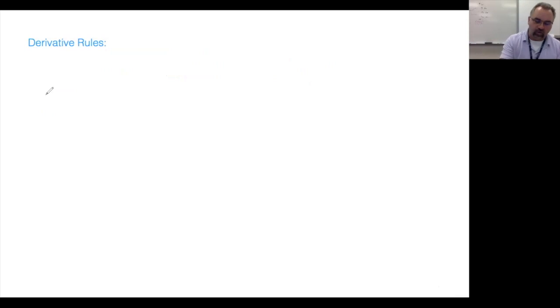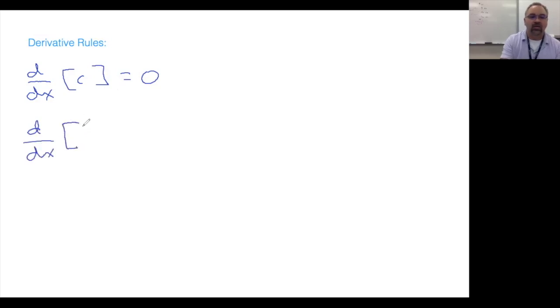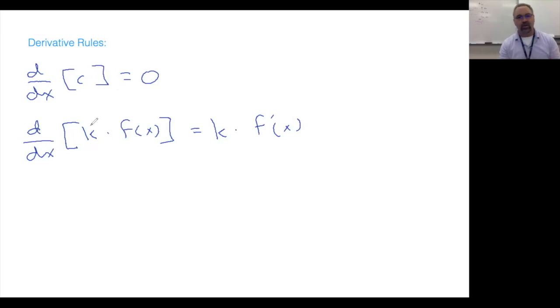So let's start with some of the real basic ones. The derivative with respect to x of a constant. Yay. We already know that that's going to be 0. So these are just quick reminders. The derivative with respect to x of a constant times your function, that's just the constant times the derivative of your function. You can move that constant outside of the derivative, because you can move a constant outside of a limit.